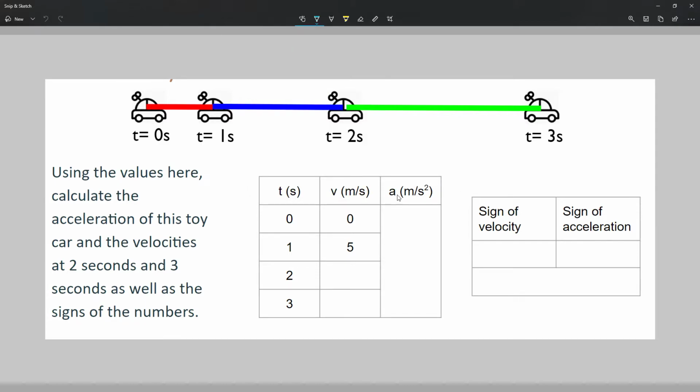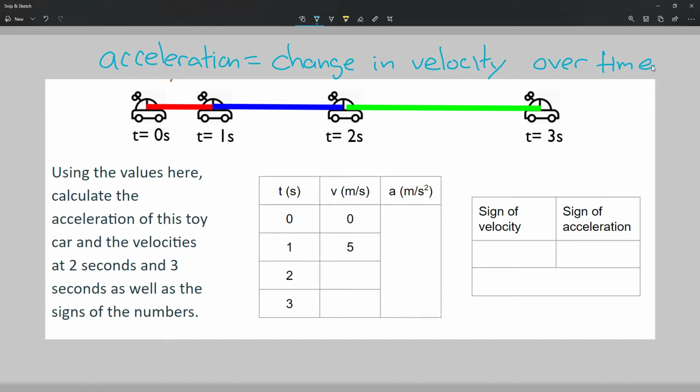Except acceleration, and write this in your notes, is the change in velocity. That's the literal definition of acceleration. So acceleration is the change in velocity over time. Your acceleration measures how much your velocity is changing per second.